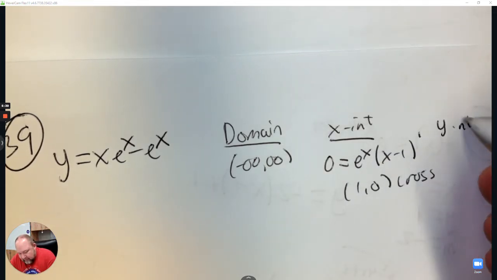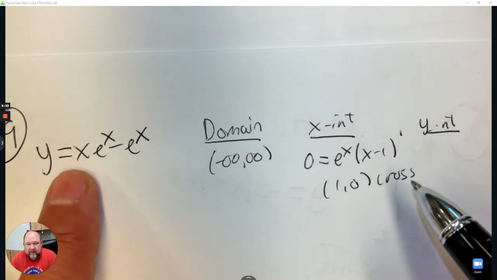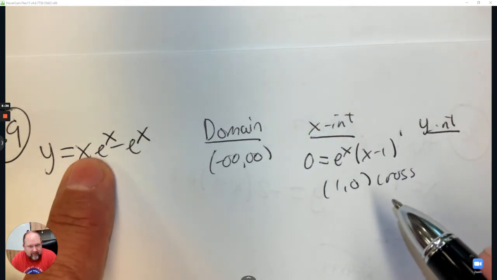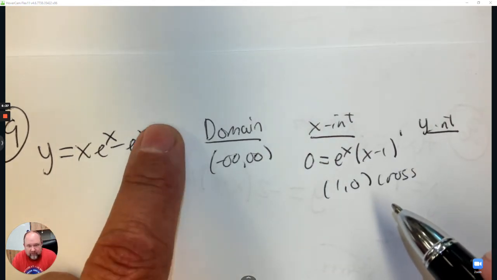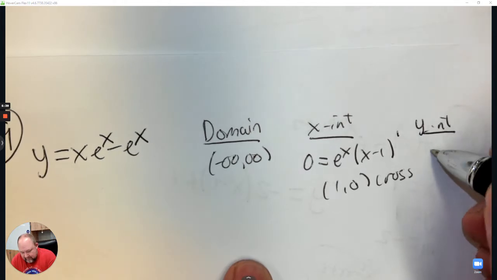The y-intercept, we plug in 0 for x. So 0 times anything is 0. E to the 0 is 1, so when I put it together, that's negative 1.